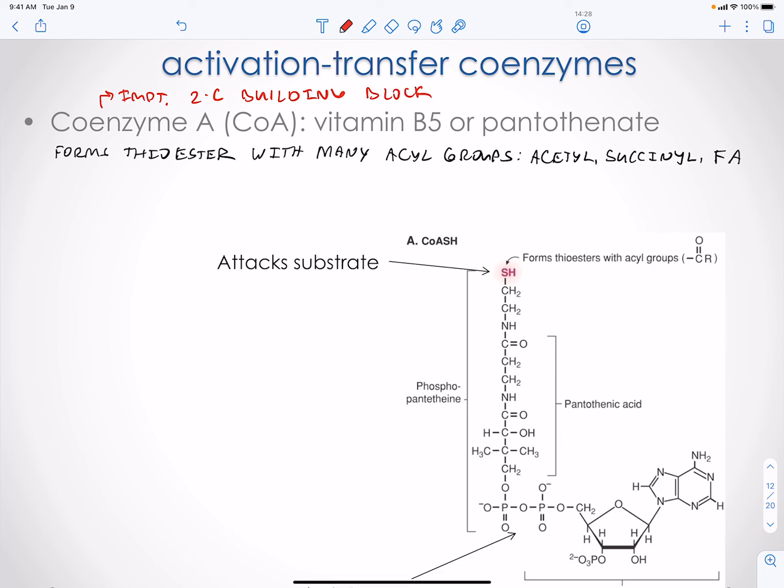So it's going to form thioesters with acyl groups, and here's our acyl group shown here. And you're going to have an acetyl group form, or a succinyl group, or fatty acids also will be involved with coenzyme A. Now, the acyl groups are usually going to be derived from carboxylic acid. So that's going to derive your acyl groups. Acetyl-CoA's main function is to deliver the acetyl group to the TCA cycle.